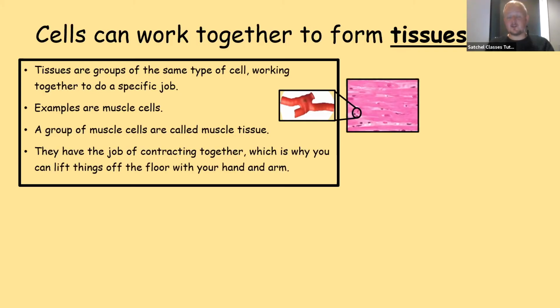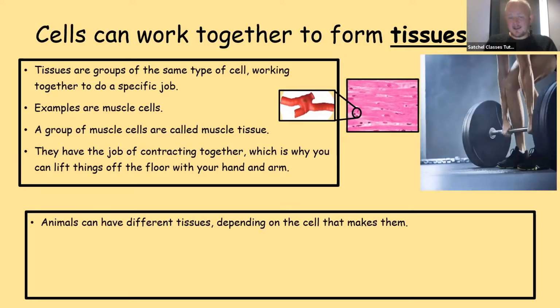They have the job of contracting together and relaxing together, which is why you can lift things off the floor with your hand and arm. The muscle cells contract and relax all at the same time. And when they do that, it allows you to move your skeleton, move your muscles, keep your heart beating, all that jazz.